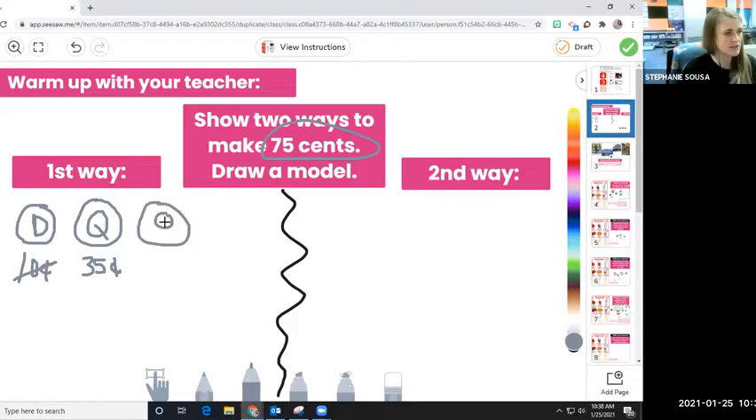Another quarter. Let's see. We're at 35. We got to add 25. 35, 40, 45, 50, 55, 60. I am at 60 cents now. I got to get to 75 cents. What can I add? Aiden G, I'm at 60 cents. I got to get to 75. What can I add?